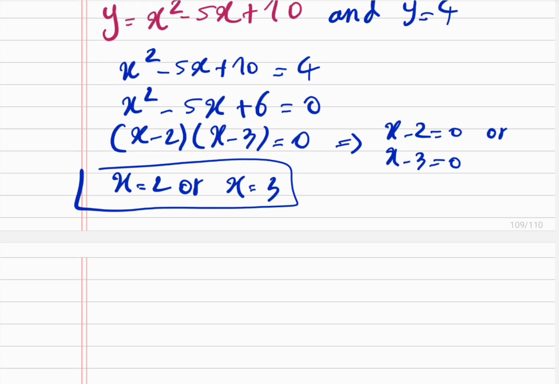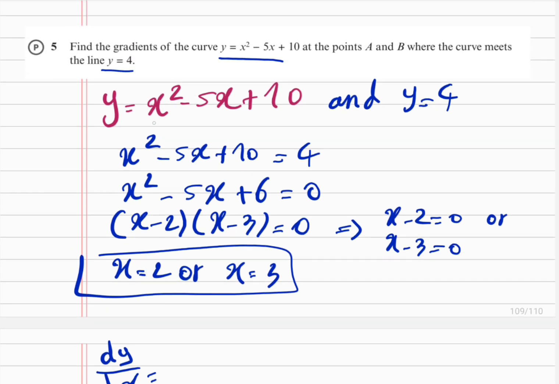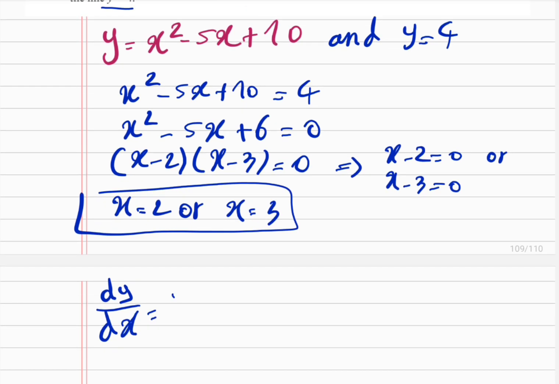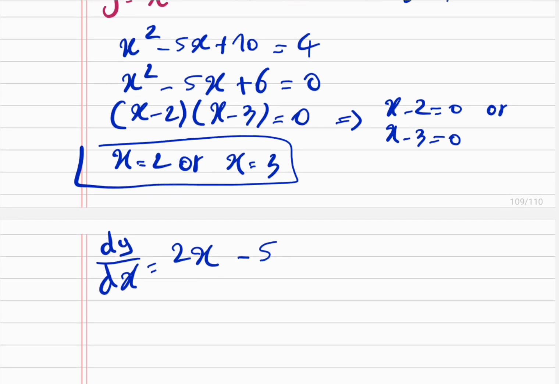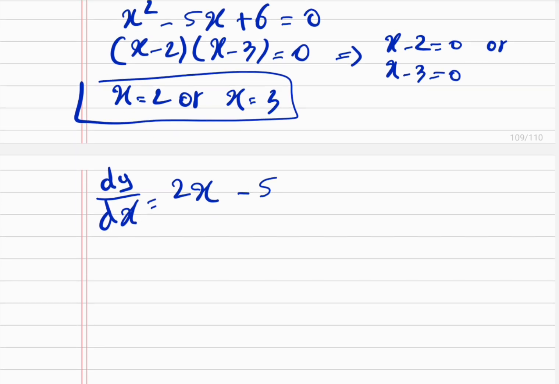Now, in order to find the gradient at these two points, we first find the derivative, dy/dx, of the curve. So x squared differentiates to 2x, minus 5x differentiates to minus 5, and 10 differentiates to 0 because it's a constant. Okay, now that we have the derivative equation, we can find the gradient.